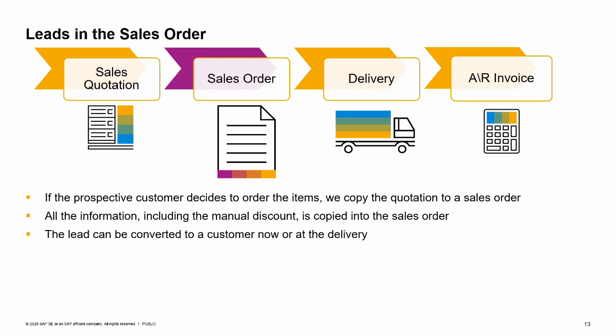All the information, the lead master data, the item, the pricing including the manual discount, is copied into the sales order. The lead can be converted to a customer now, for the sales order, or at the point of the delivery.